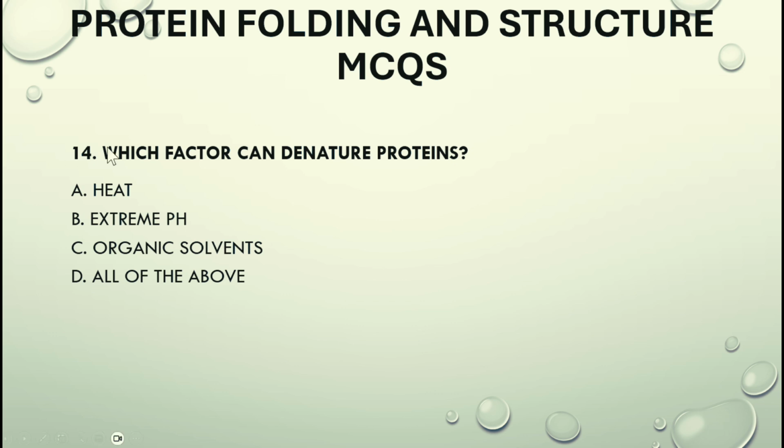Question 14. Which factor can denature proteins? Is it heat? Is it extreme pH? Is it organic solvent? Is it all of the above? Number 14, the correct option here is all of the above, because heat, extreme pH, and organic solvent can all cause denaturation. Are we there now?